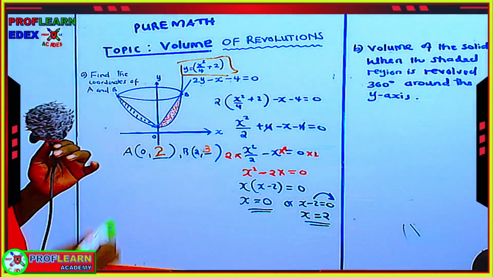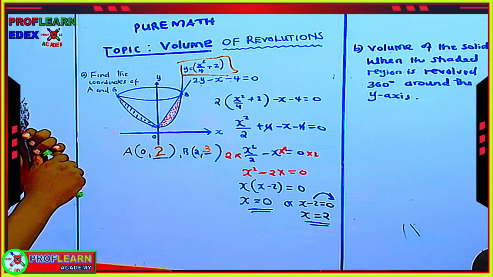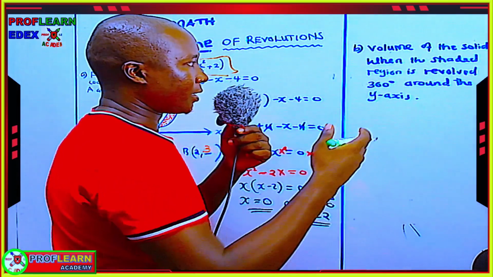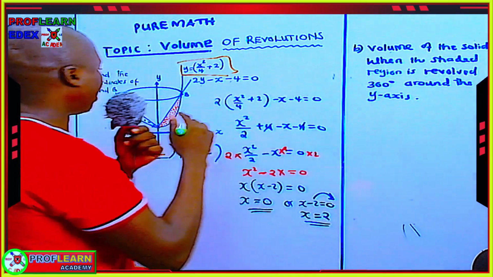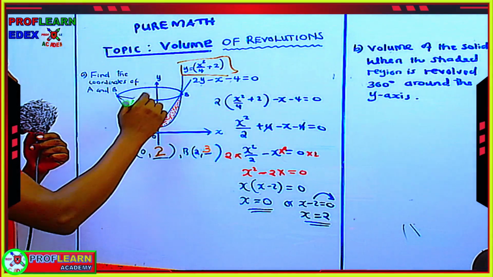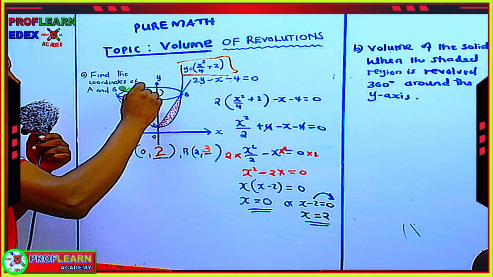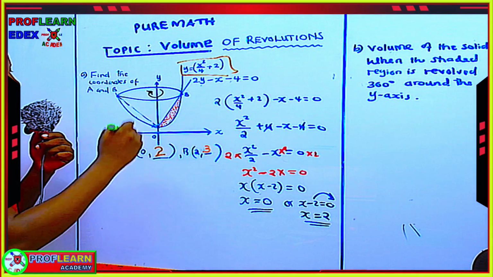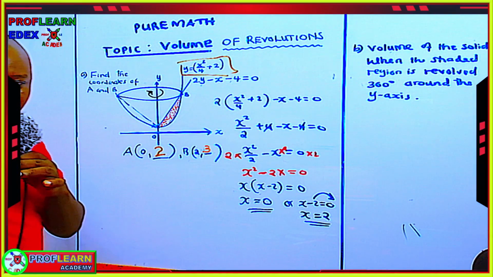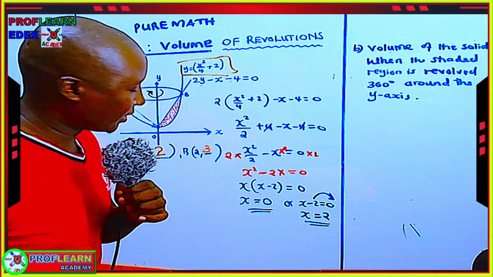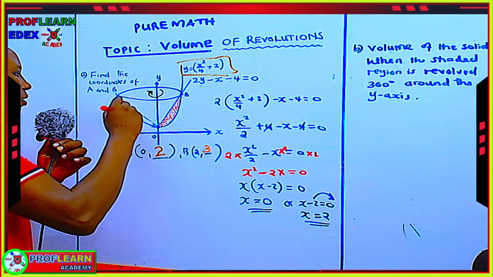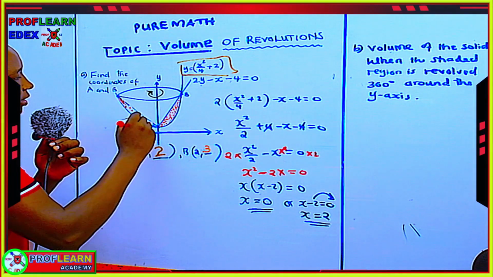So that's what you do in order to find the coordinates of A and B. Next, we're supposed to find the volume of the solid when the shaded region is revolved around the y-axis. This one is revolved around the y-axis 360 degrees, which is the same as 2 pi. So basically, we are going to find the volume that is formed when this region is revolved.